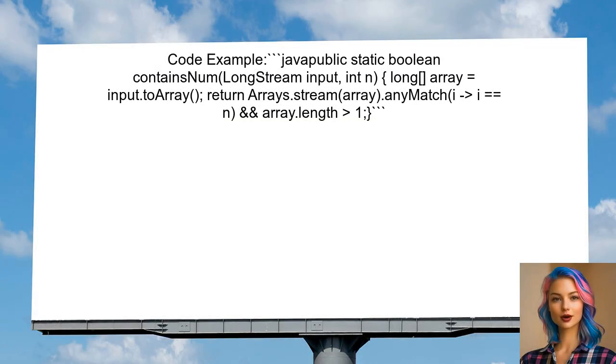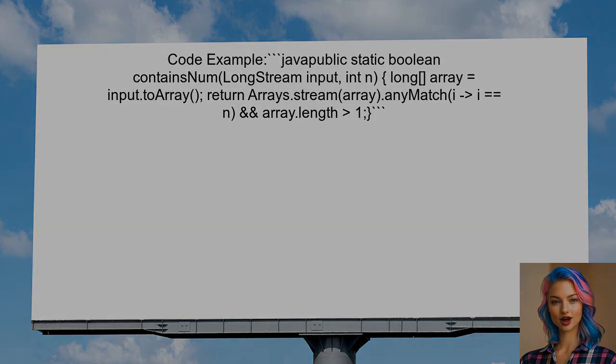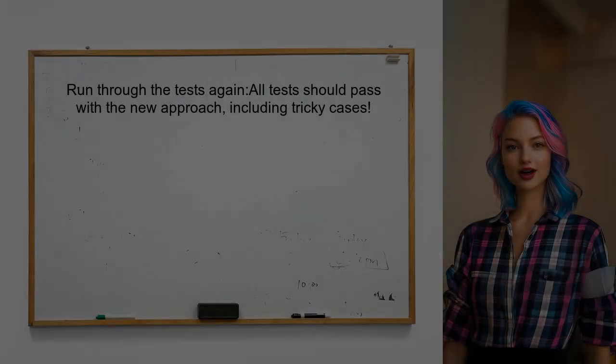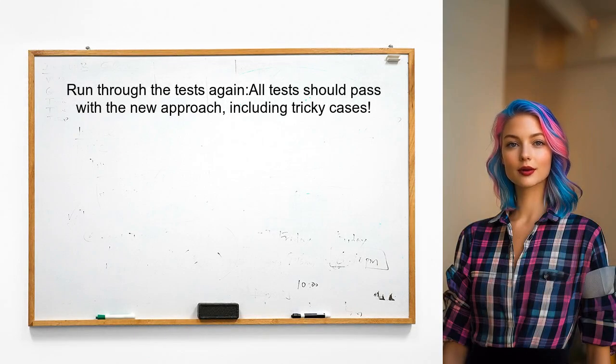Here's how the code would look. First, convert the long stream to an array, then check if the specific number is present and if the array length is greater than 1. Now let's run through the tests again. With this new approach, all the tests should pass, including those tricky cases where the long stream only contains the specific number.